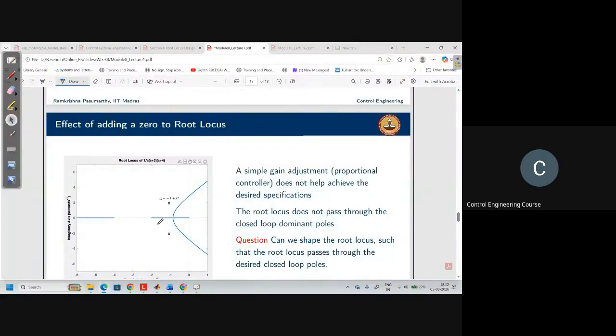So what if the desired pole is not on the root locus? Here the desired pole is not on the root locus. In this case, we have to shape this root locus plot in such a way that the root locus passes through this point. That is how we have to do it. So how do you reshape the root locus?